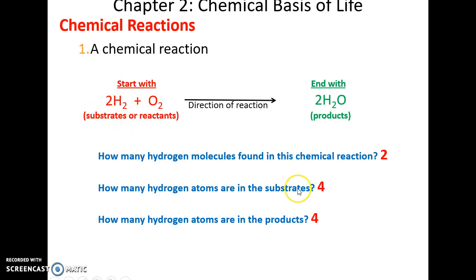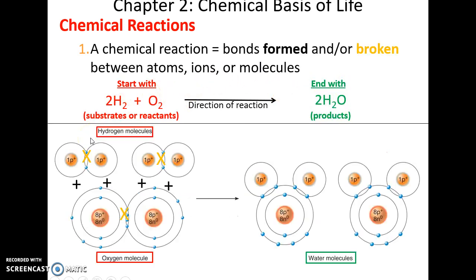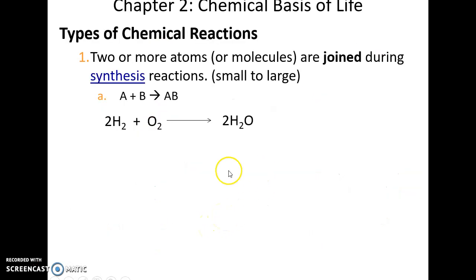of the H2. 4 hydrogen atoms, though, because we have 2 hydrogen molecules, so 2 times 2 is 4. And if we look over here, we also have 4 hydrogen atoms. So you have the same number of atoms of each element on both sides. The breaking of bonds is the breaking between the molecular hydrogen molecules and the molecular oxygen molecules, and then they reform bonds to form the water molecules, H2O.